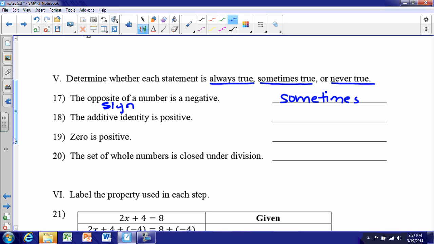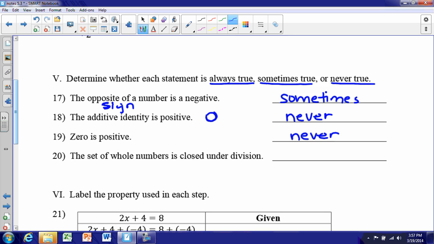Okay? The additive identity is positive. Well, the additive identity means what number can you add to anything and the original number stays the same? Well, the additive identity is 0. So the question is 0 positive? And that is not true. Okay? So that is never true. 0 is not positive or negative. So when you get to number 19, it says 0 is positive. Again, that is never true.